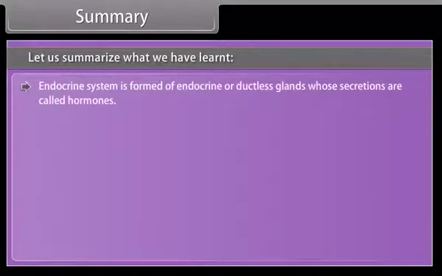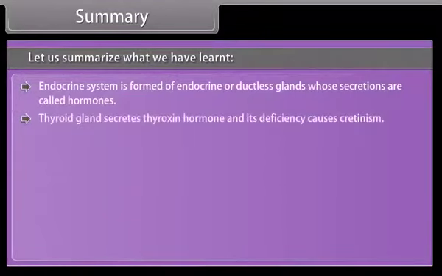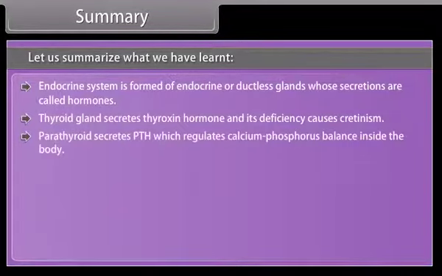Endocrine system is formed of endocrine or ductless glands whose secretions are called hormones. Thyroid gland secretes thyroxine hormone and its deficiency causes cretinism. Parathyroid secretes PTH, which regulates calcium-phosphorus balance inside the body.